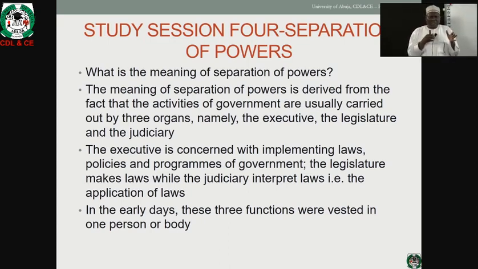It means that you have three branches that conduct government activities, day-to-day activities. These three branches, wherever the MDAs may be, must fall under these three categories: the executive, the legislature, and the judiciary. The executive, as you all know, is concerned with implementing policies and programs of the government, while the legislature is concerned with the making of laws, the law-making arm of government, and the judiciary adjudicates, decides on matters that may be brought before it.